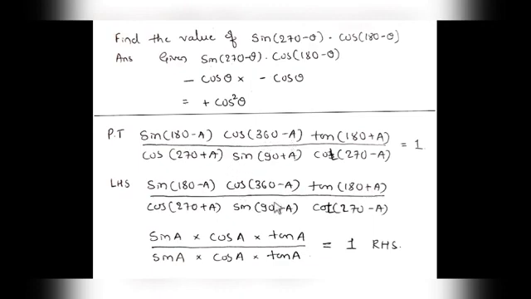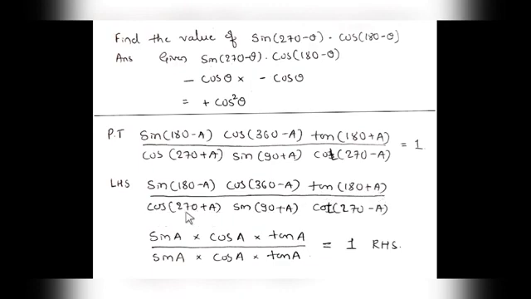Now next, 360 minus A is in the fourth quadrant. In the fourth quadrant, cos is positive. Cos will not change as it is 360 plus or minus theta. So it will be cos A into tan 180 plus A. 180 plus A is in the third quadrant. In the third quadrant, tan is positive. Tan will not change. Therefore, it is tan A, whole divided by 270 plus A.